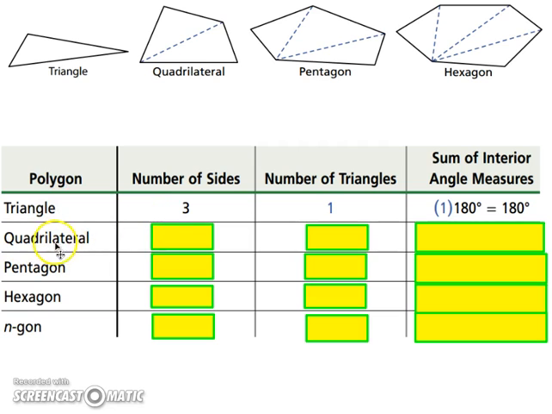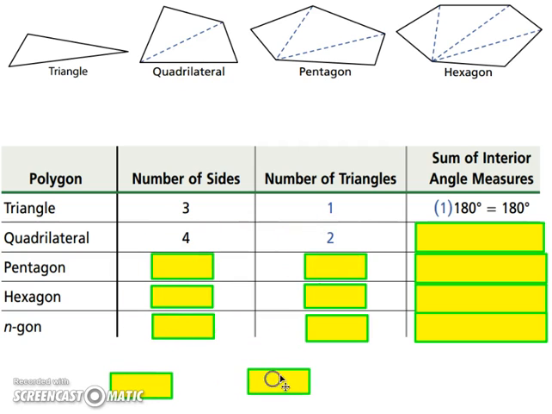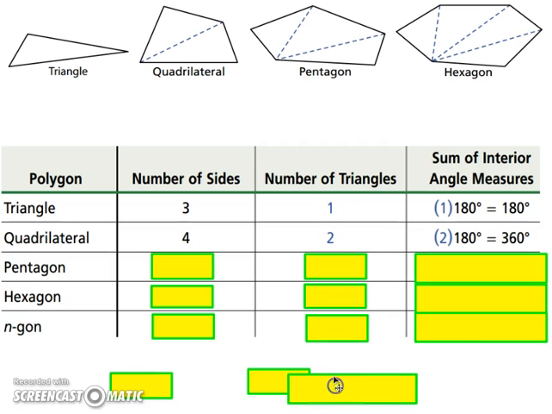If we look at this quadrilateral above, we have 1 diagonal here from 1 vertex, and we notice that we have 2 triangles. So 4 sides create 2 triangles. Every triangle is 180 degrees. So 2 times 180 provides us with 360 degrees. So the sum of the interior angle measures of a quadrilateral is 360 degrees.